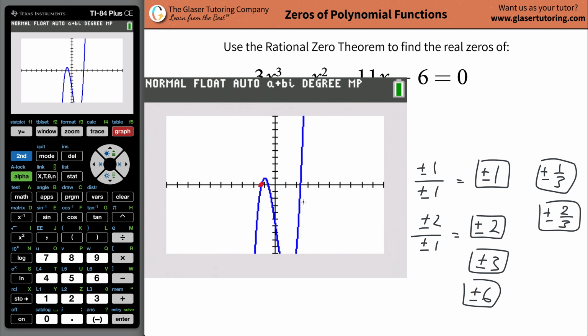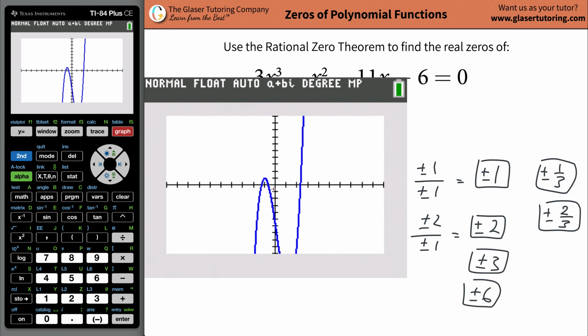So it looks like now I might want to test, this value looks a little greater than negative 1, right? A little greater than that. So do any values here look a little greater than negative 1, but less than negative 2? I don't think so, right? I don't see anything. So what that means is that that zero is not going to be found by using this theorem.